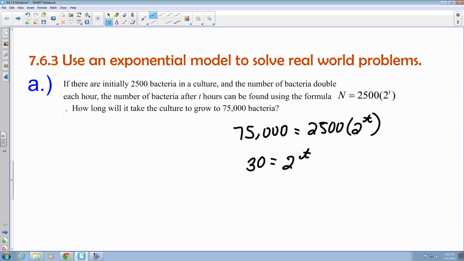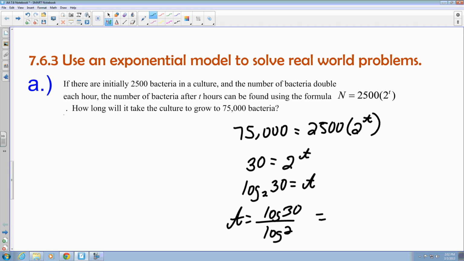This can be rewritten as a logarithm, so I can say that this is log base 2 of 30 equals t. From here I can use the change of base formula, so t equals log of 30 divided by the log of 2, which equals roughly 4.5 hours. So within 4.5 hours, we're going to have 75,000 bacteria in that specific culture.